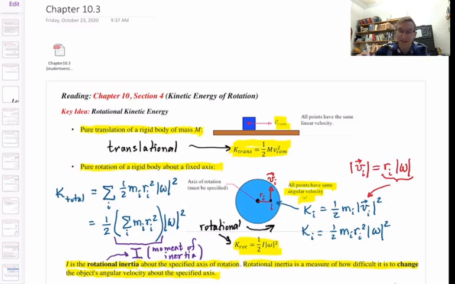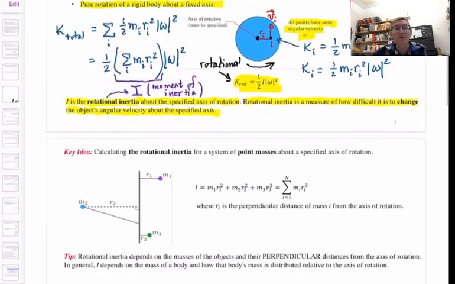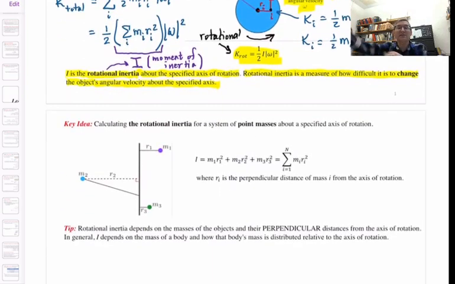Let's practice a little more with that formula for calculating rotational inertia. Let's start with the simplest scenario, a system that consists of a bunch of point particles called point masses. Let's talk about calculating the rotational inertia for a system of point masses about a specified axis of rotation.